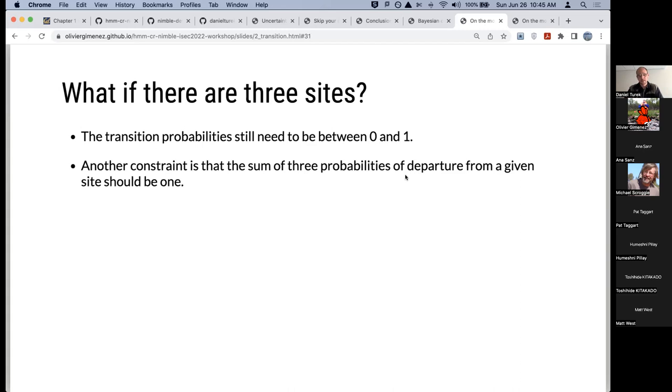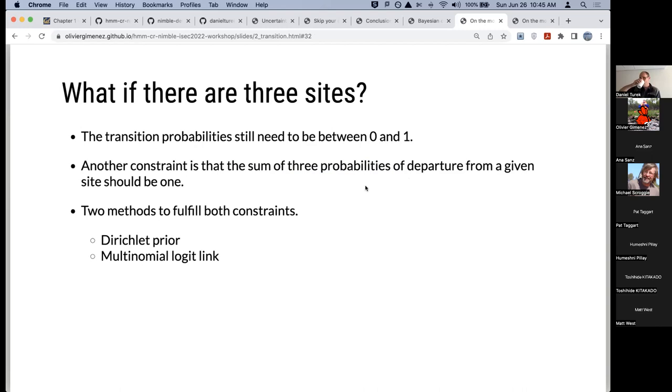So we'll see this when we look at the model, but there's a bunch more probabilities in that constraint. Specifically, the sum of the three probabilities being one is more tricky. So that's the difficulty here in this three-site, multi-site model. There's two different ways you can go about this. Both have advantages and disadvantages. One is using a Dirichlet prior, which is the multi-dimensional generalization of the beta prior. We can talk about that. And the second is using a multinomial logit link, which is the generalization of a logistic function or logistic regression. If you're familiar with this, this is multinomial logistic regression. So those are the two approaches, and you need to use one of them. We'll look at both of them.